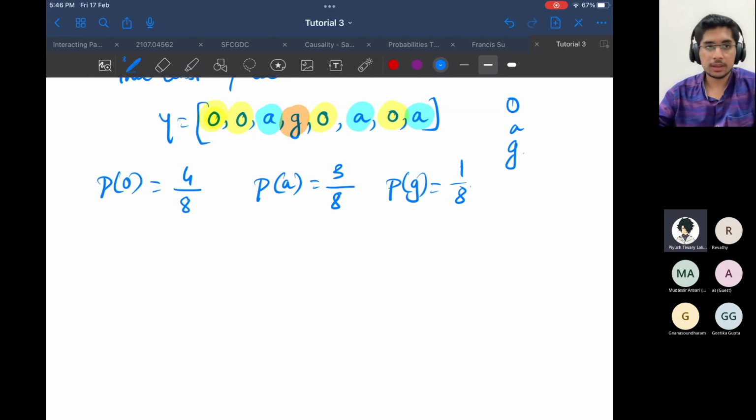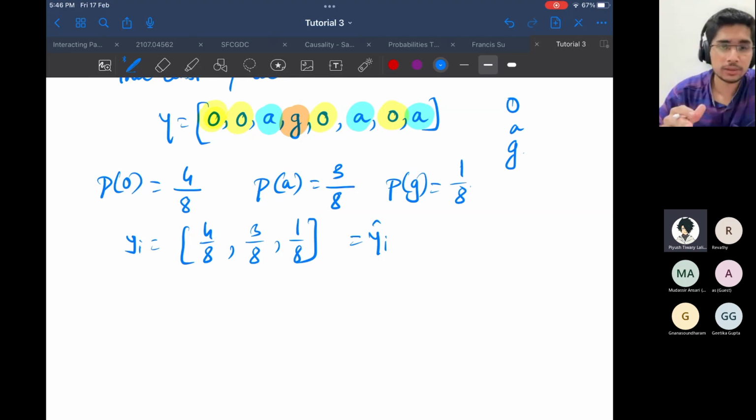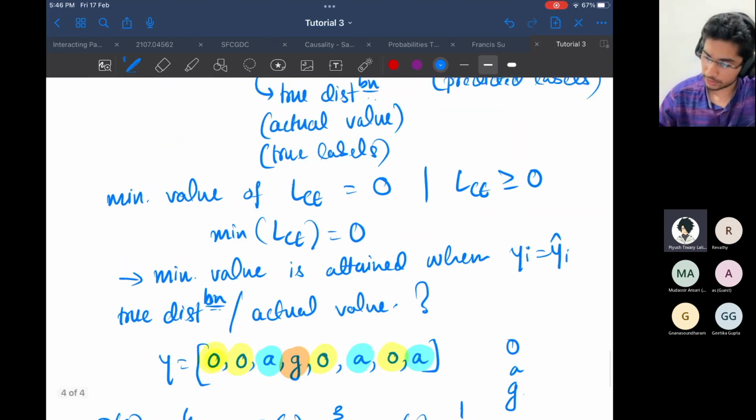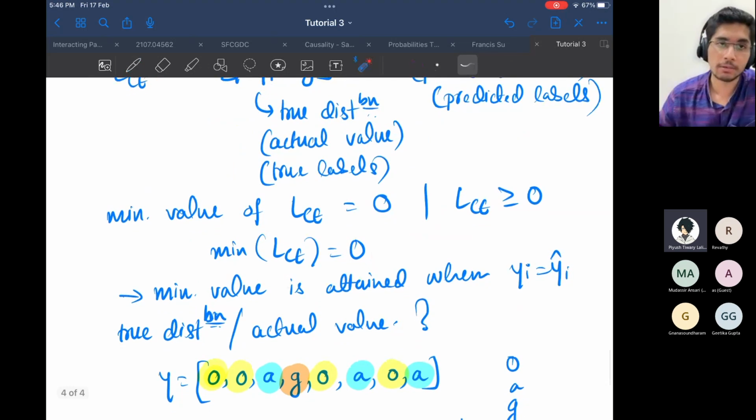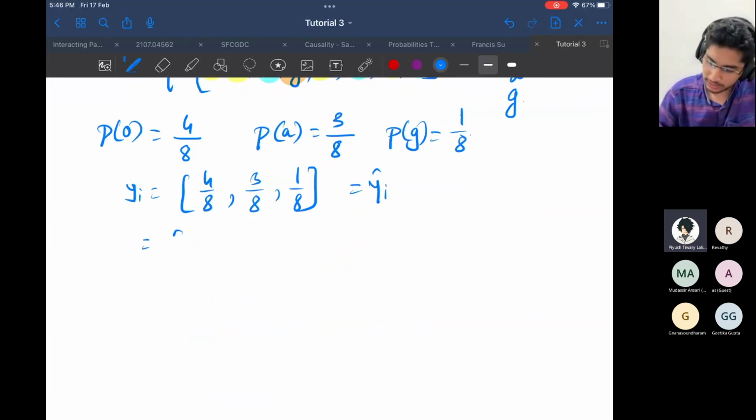So my yi for me is 4 by 8, 3 by 8, and 1 by 8. And I know that if my yi hat is equal to the same value, the value of cross entropy for me will be 0 and I will attain the minimum value. So this should be my answer, right? 4 by 8, 3 by 8, 1 by 8. And what are these values approximately? 4 by 8 is 1 by 2, which is 0.5.